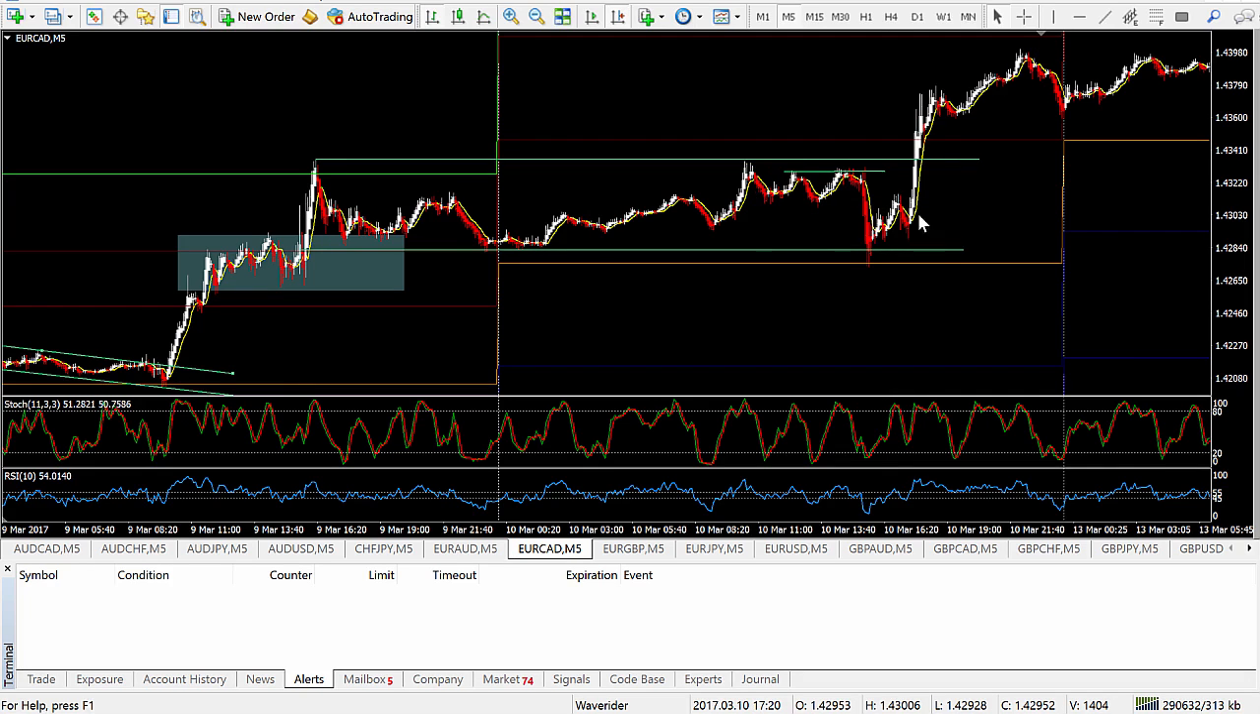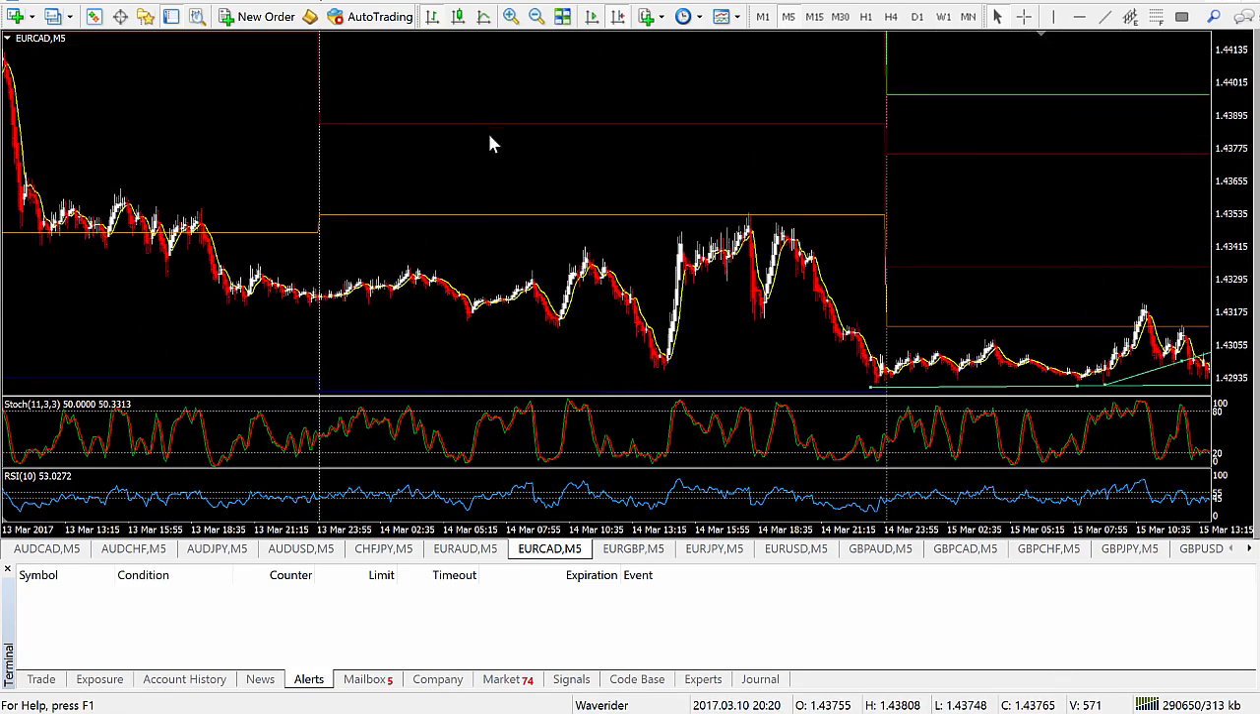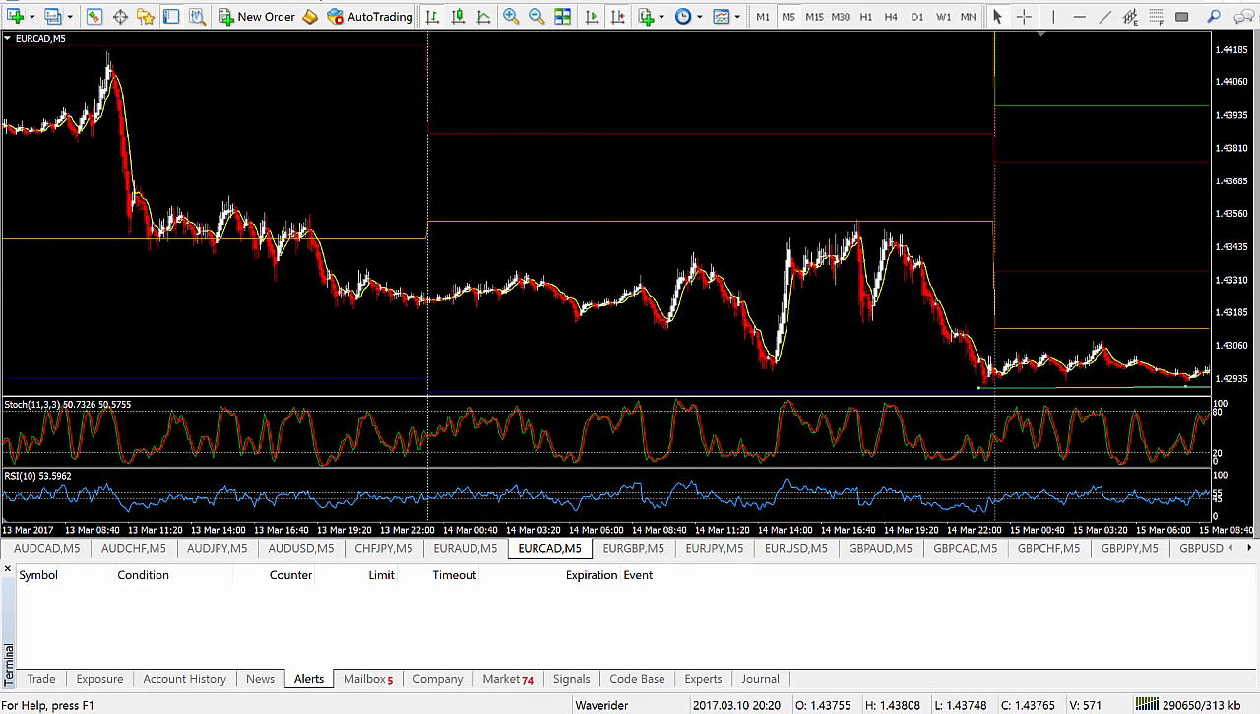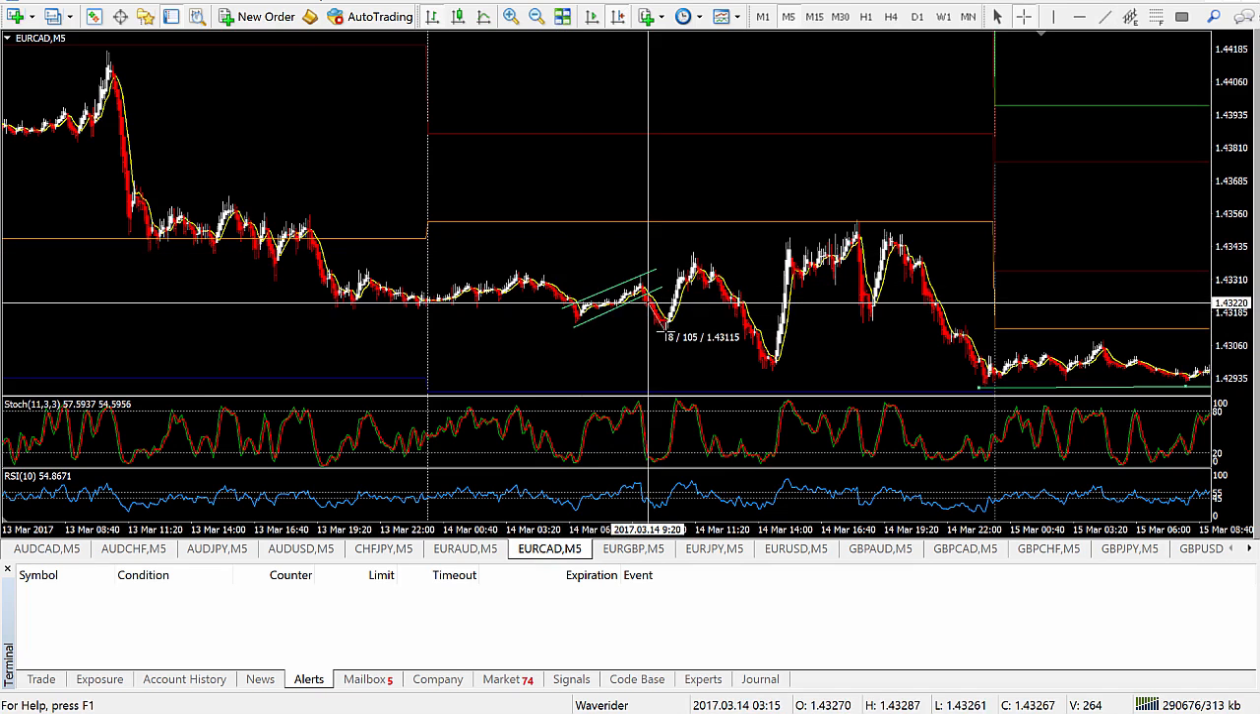That's DCD inside structure. Then we have the DCD simple pullback, which is simply a pullback, as the name says, without any waves in it. For example, this one here. Yeah, there are no waves inside this pullback. We simply wait for the structure to break to the downside and get in.